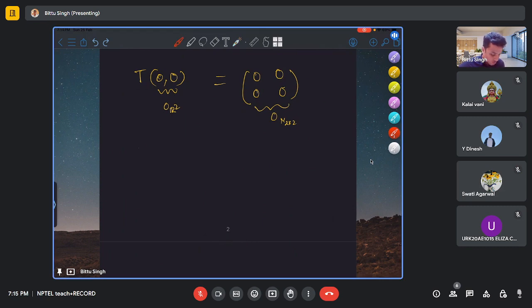For example, if you consider T defined from R2 to R2 by sending T of x1, x2, we are defining this. It is the same as x1 comma 0. Geometrically, it projects everything. Suppose this is a vector 1 comma 2, it will project onto the x-axis, and this vector is 1 comma 0. So this is projection on the x-axis.